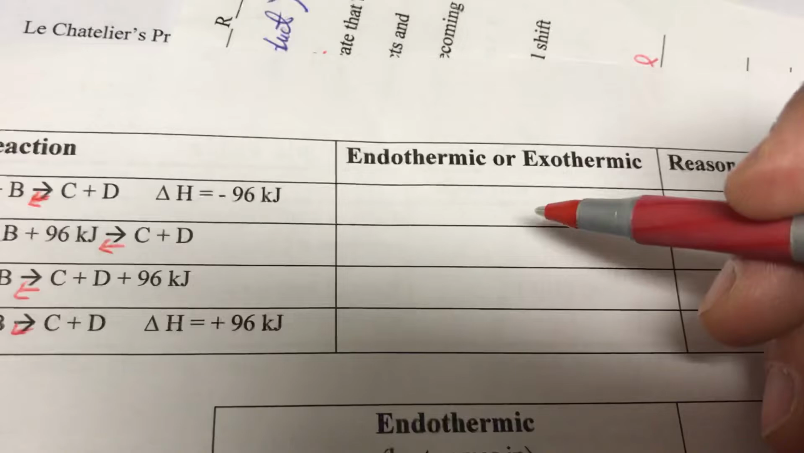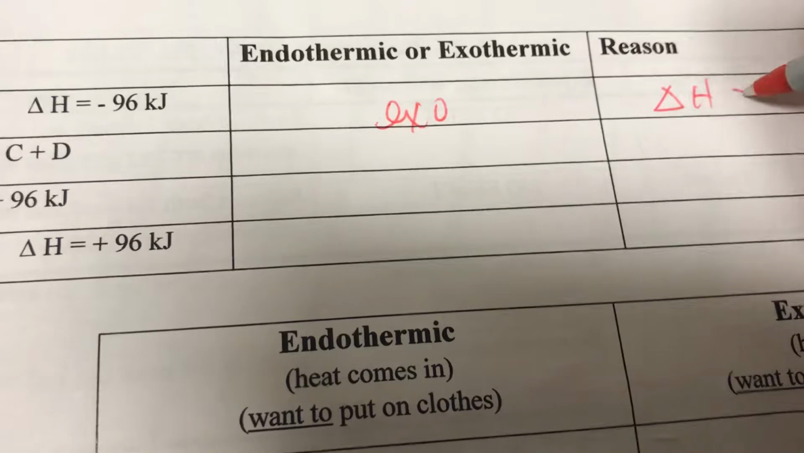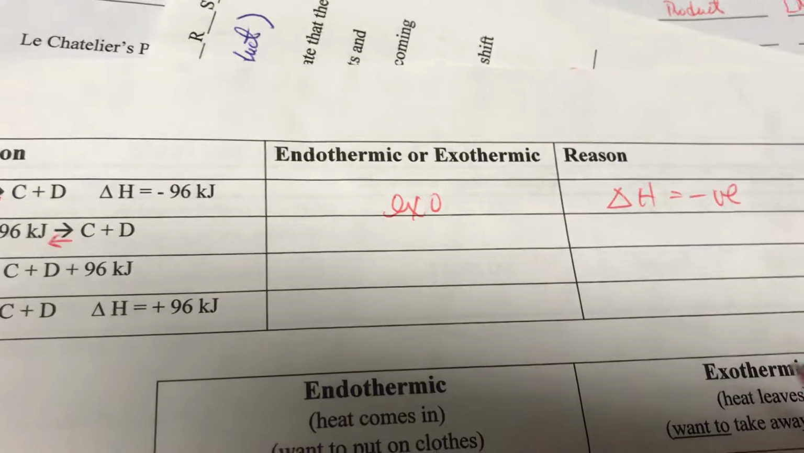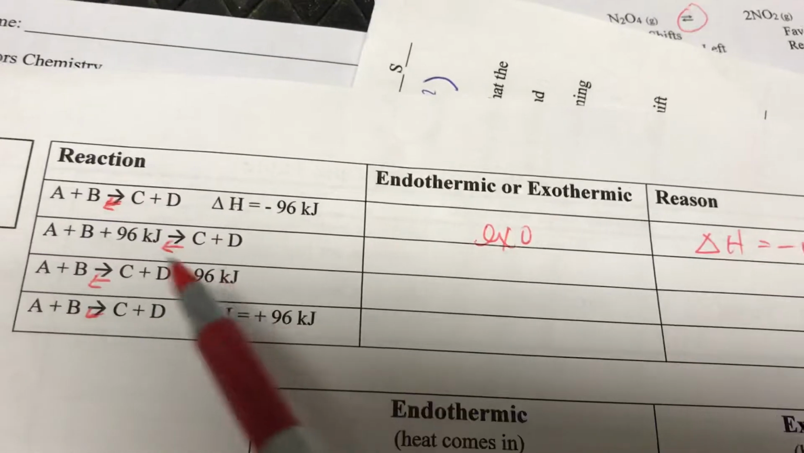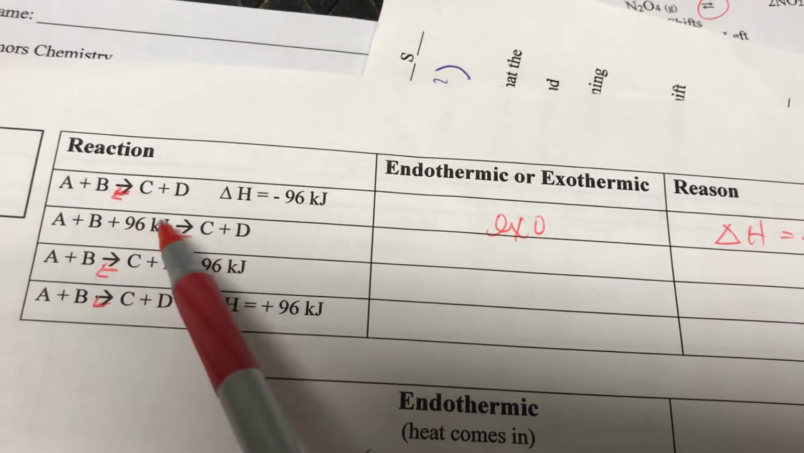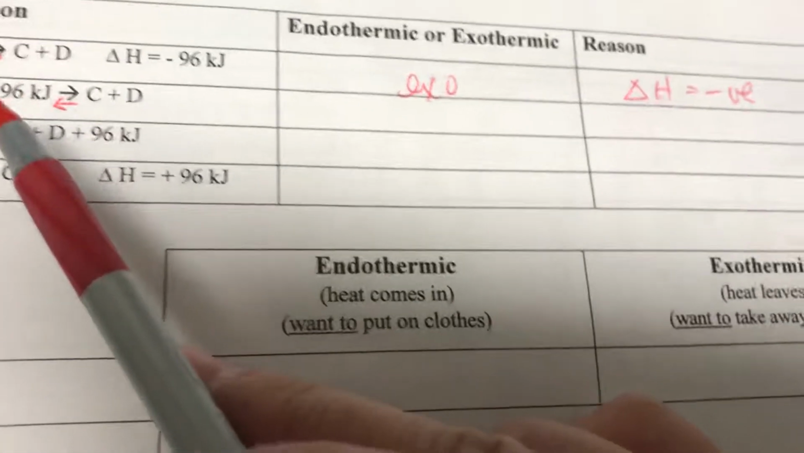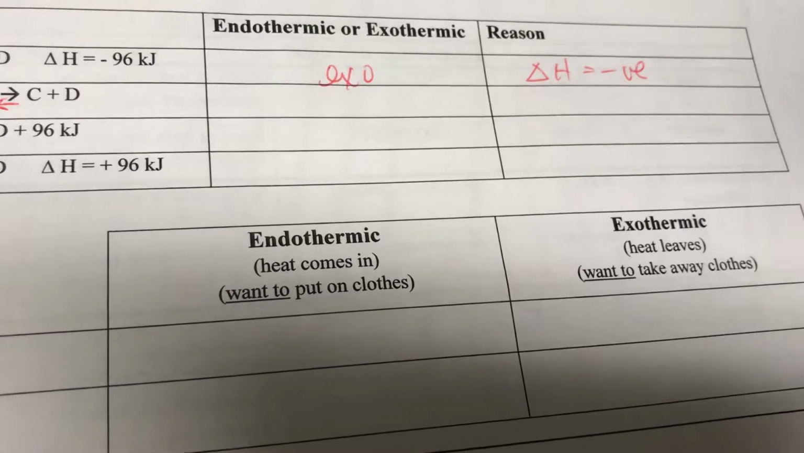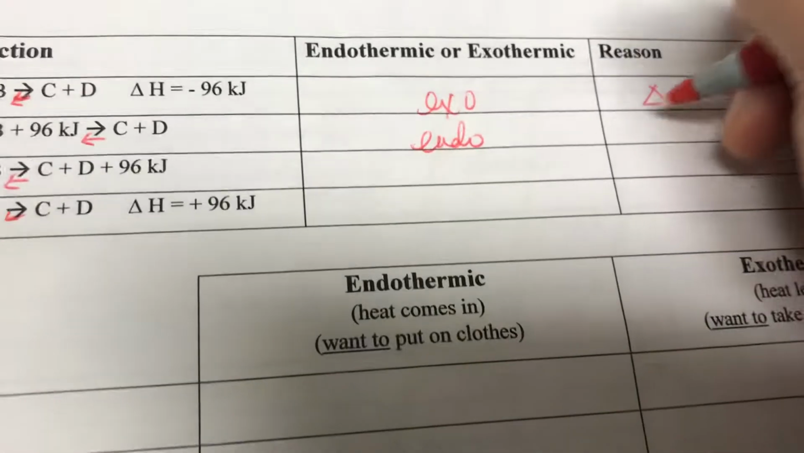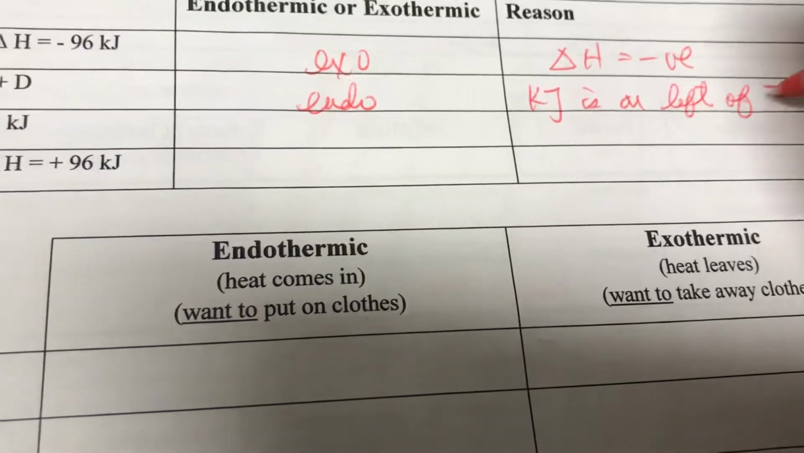So is this exo or endo? This will be exo. Why? Because my delta H is negative. That will be exo. Now, number two, you see that the kilojoule is part of the reaction because you see the plus sign, and this is on the left-hand side of the arrow. So that means it is a reactant. If it's a reactant, that means you're taking energy in. So this is endothermic because you're taking energy in, based on the fact that the kilojoule is on the left-hand side of the arrow.